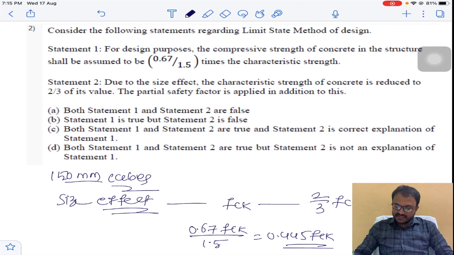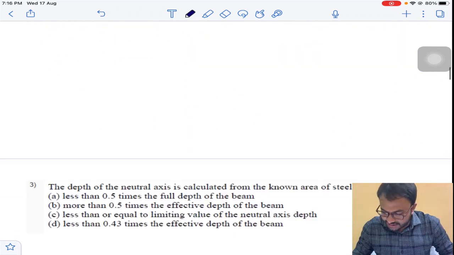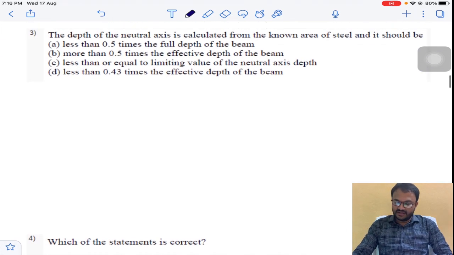So here statements 1 and 2 both are correct, and statement 2 is the correct explanation of statement 1. So the answer is: both statements 1 and 2 are true, and statement 2 is the correct explanation of statement 1. Answer C for question number 2. Clear? Next question, question number 3.